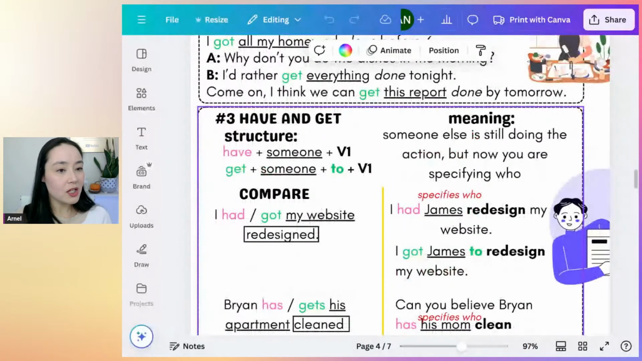Okay. Have and get, same thing. But look what changes. Have someone, verb number 1. Remember verb number 1, like eat, ate, eaten? Eat is verb number 1. Get someone to plus verb number 1. Again, they're the same thing. Get is less formal. Someone else is still doing the action, but now you are specifying who. Now who is important.